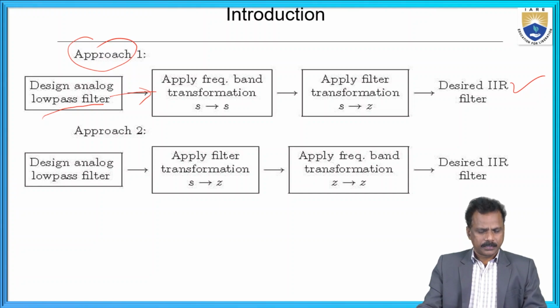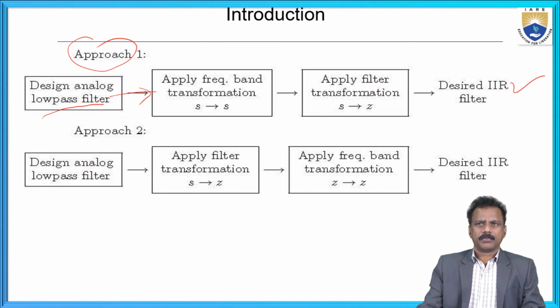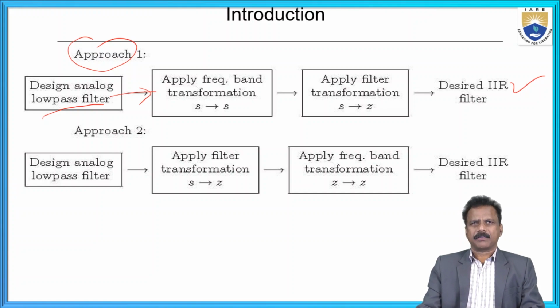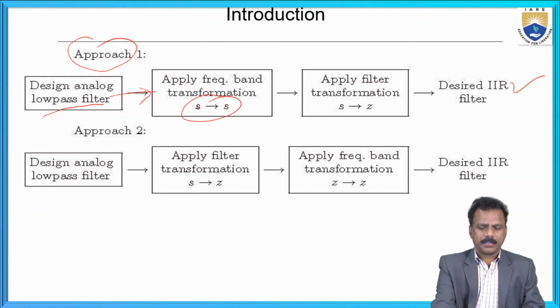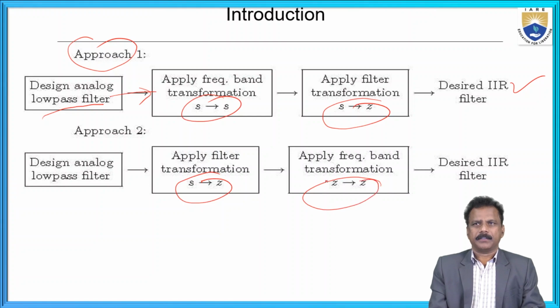In approach 2, we design an analog low pass filter. The output response is given to the filter transformation. After that, it is given to the frequency band transformation. Comparing the first approach and the second approach, the first has a transformation from S domain to S domain and then S domain to Z domain. But in the second it is S domain to Z domain, and then Z domain to Z domain.